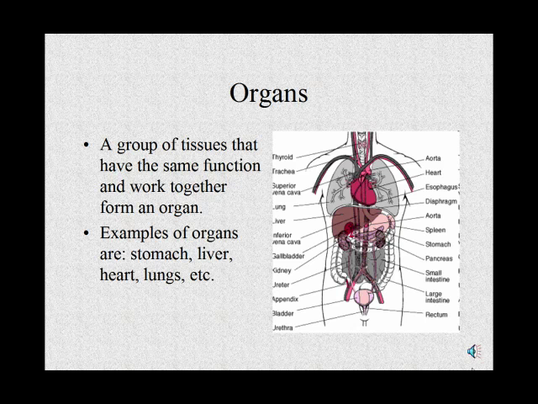Now, a group of tissues that have the same function and that work together will form an organ. Some examples of organs in your body are your stomach, your liver, your heart, your lungs, and other things. There are a whole bunch of organs in your body.